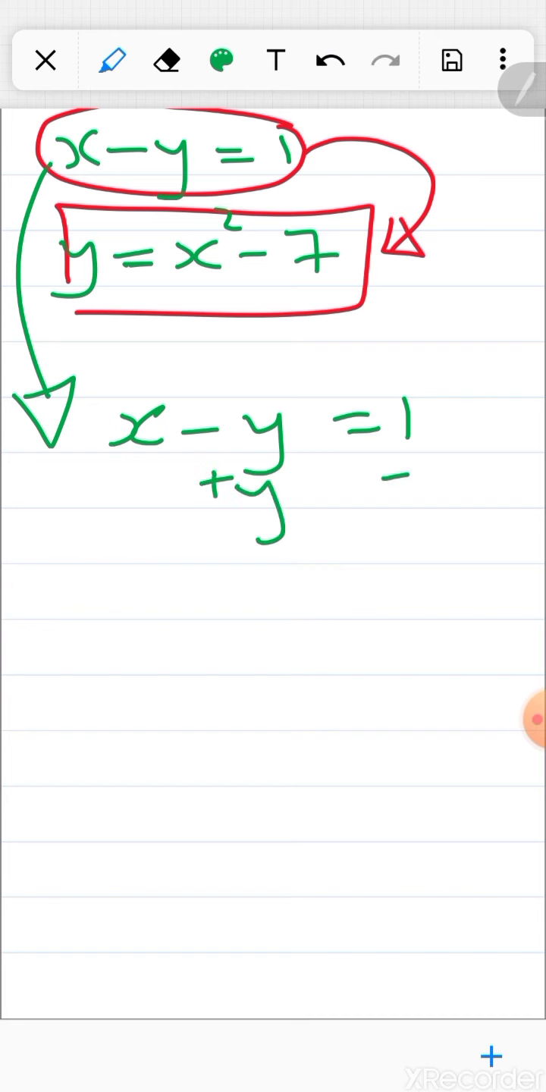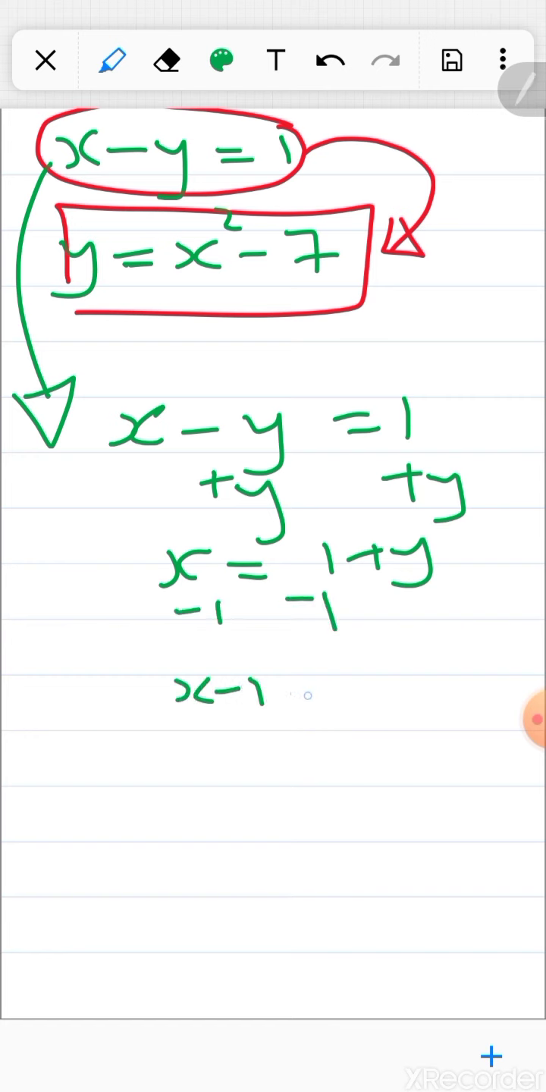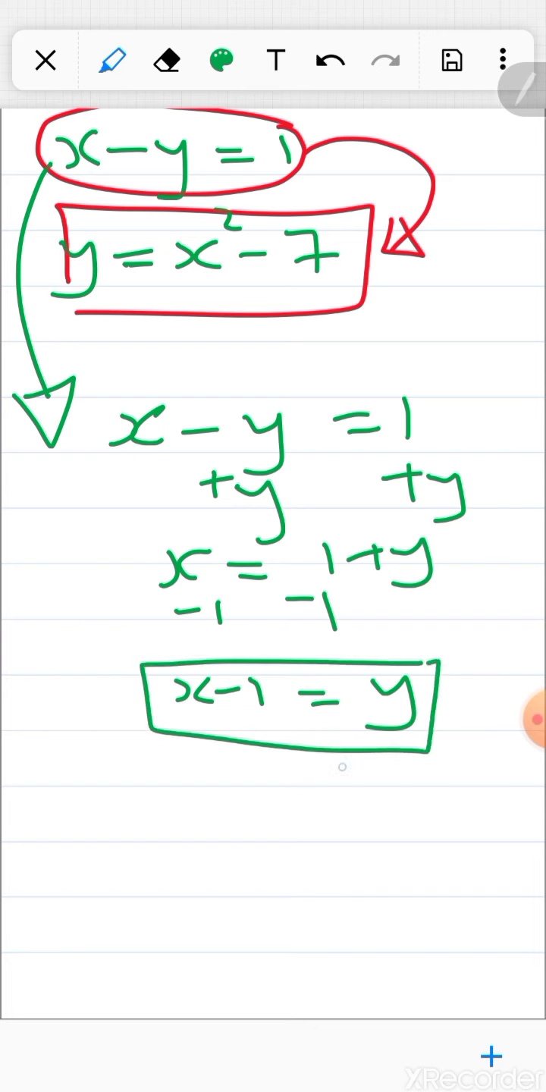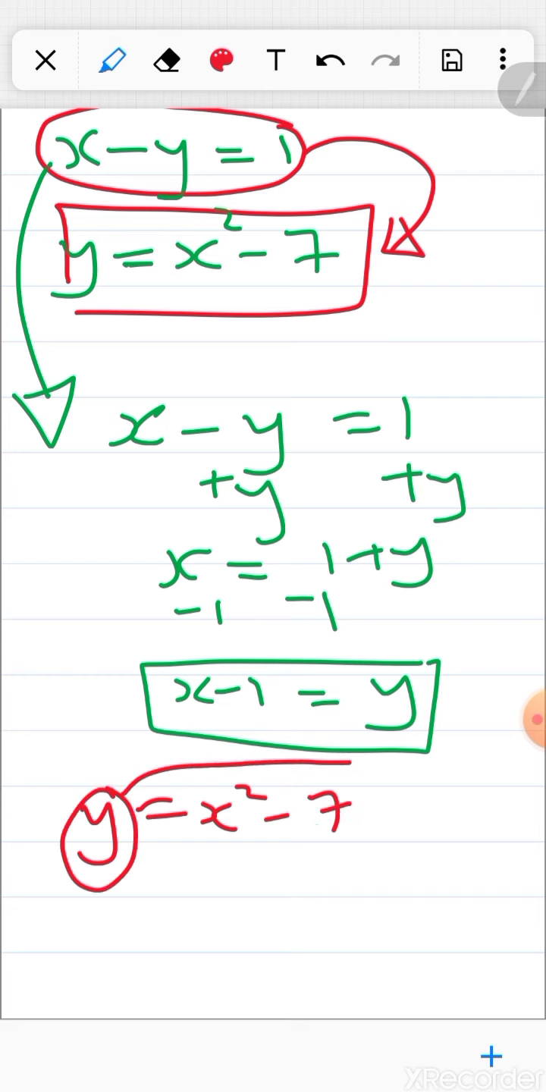But yeah, that works. If I add y both sides, then I'll have x equals 1 plus y. Then I need to take away 1. So x minus 1 equals y. I have an expression for y, and y is x minus 1. So I'm going to get that expression for y and substitute it in this equation. Here, in place of y, I'm going to substitute that y. So I have x minus 1 equals x squared minus 7.